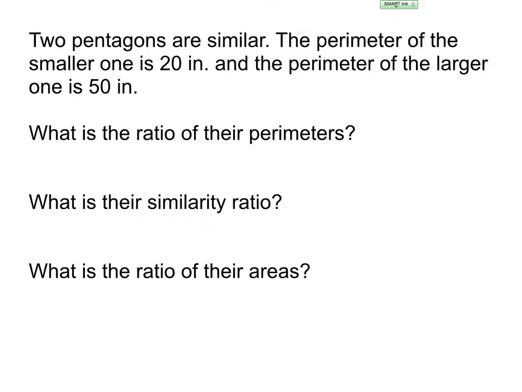Okay, let's try this one. Two pentagons are similar. The perimeter of the smaller one is 20. The perimeter of the larger one is 50. So I'm giving you both perimeters. So which ratio can you figure out? Probably start with the perimeter one, though you can get to the similarity one. Okay, so figure out what the ratio of the perimeters is. Compare the two perimeters and reduce it down.